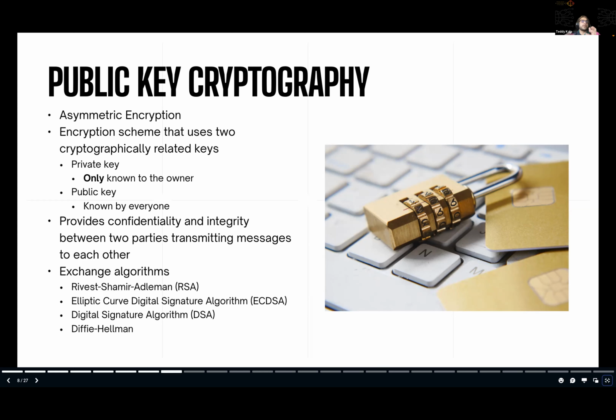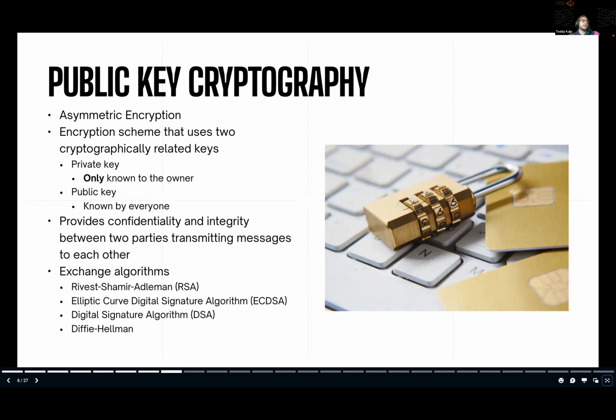Public key crypto is an encryption scheme that uses two cryptographically related keys. There's a private key, which only you would know. You wouldn't share the private key with anybody else. And there's a public key, so everybody knows you by your public key. The goal with these two keys is that although people know your public key, it's computationally infeasible to derive your private key from it. There are some really cool cryptographic functions that achieve this. It provides confidentiality and integrity between two parties when they're talking to each other. I'll talk a little bit about how it works in the real world more than from a blockchain sense. Actually, I'll talk about both.